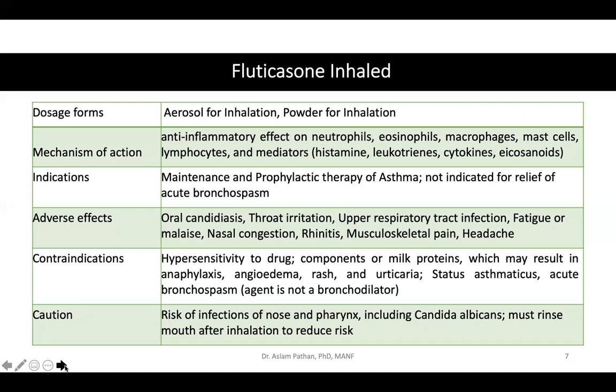Caution: risk of infections of nose and pharynx, including Candida albicans. So it is very important, after use of fluticasone, the patient must rinse the mouth after inhalation to reduce the risk of infection.